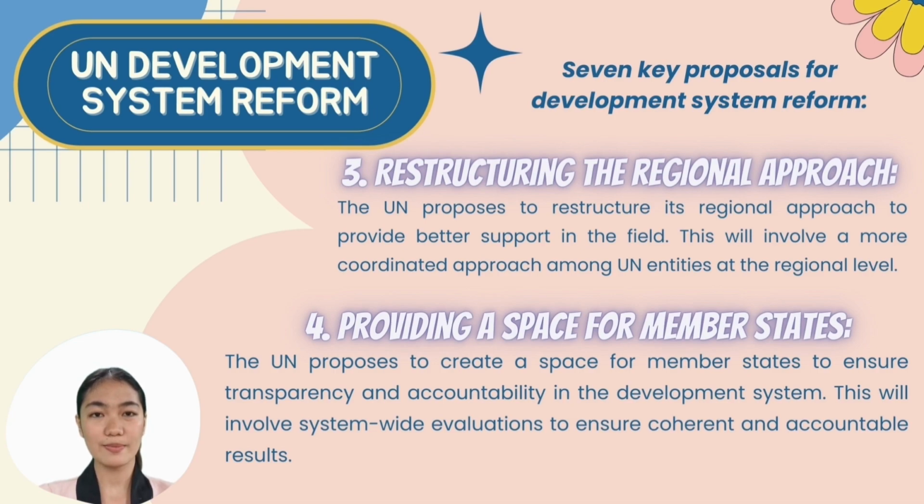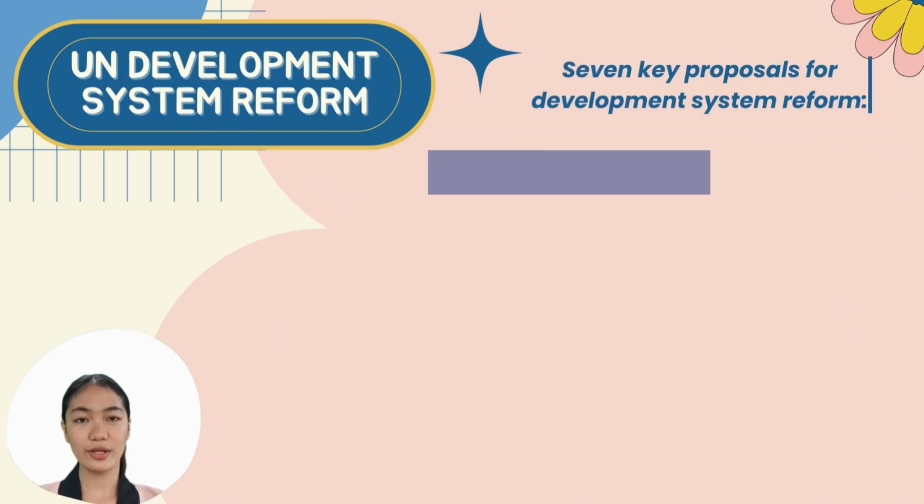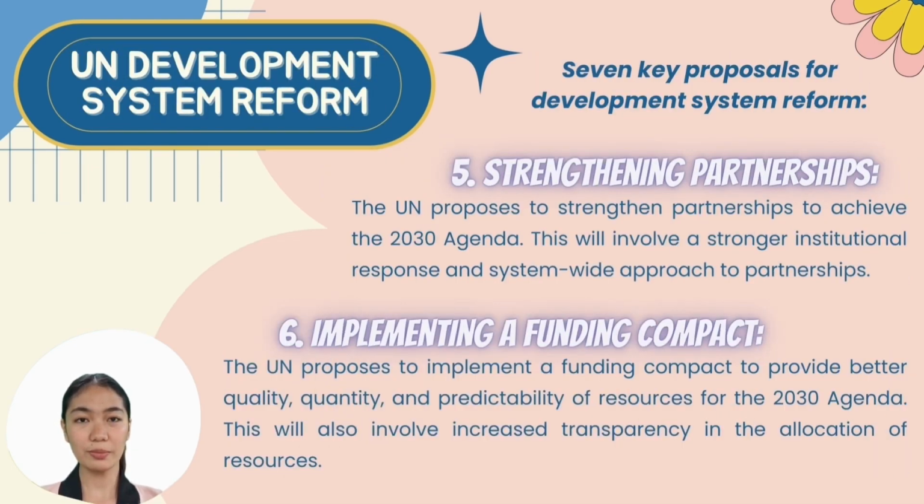Fourth, providing a space for member states. The UN proposes to create a space for member states to ensure transparency and accountability in the development system. This will involve system-wide evaluations to ensure coherent and accountable results. Fifth, strengthening partnerships. The UN proposes to strengthen partnerships to achieve the 2030 Agenda. This will involve a stronger institutional response and system-wide approach to partnerships.